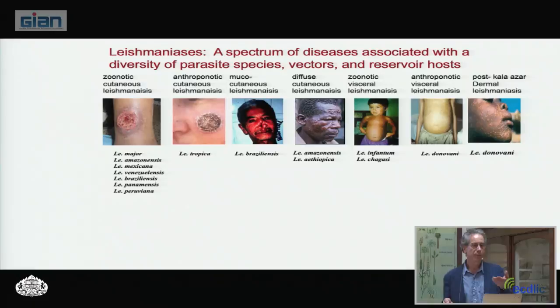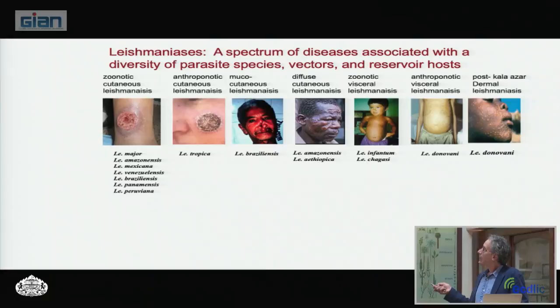And then there is a mucosal form, which is a terribly destructive, very chronic infection produced by this species, Leishmania brasiliensis. It's an infection of the mucosal tissue and leads to erosion over months and years of the mucosa, and very difficult to treat. This is a disease common in South American countries. There are diffuse cutaneous forms in which the lesions are not localized. They begin to spread and are not contained. This is a somewhat rare occurrence.